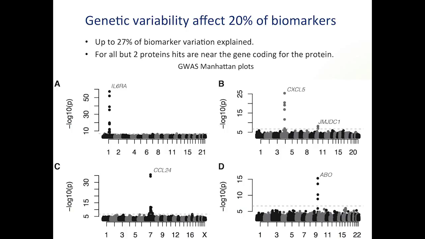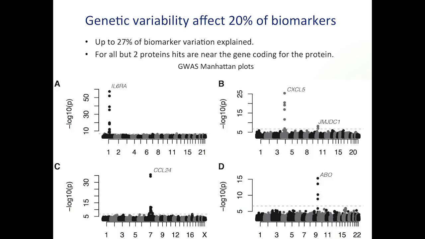And in almost all of the cases, the variant that we found was located close to the gene encoding the protein, which means that this is probably a variant which is affecting the expression level of that protein.